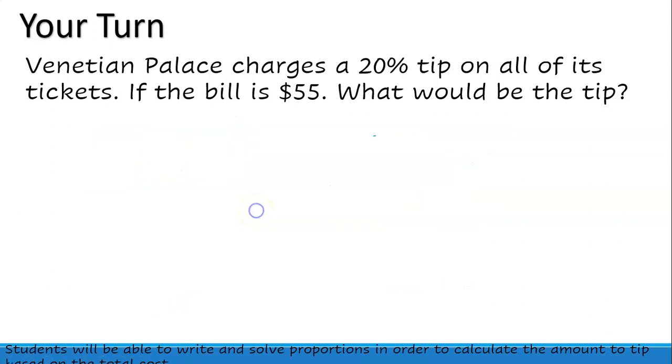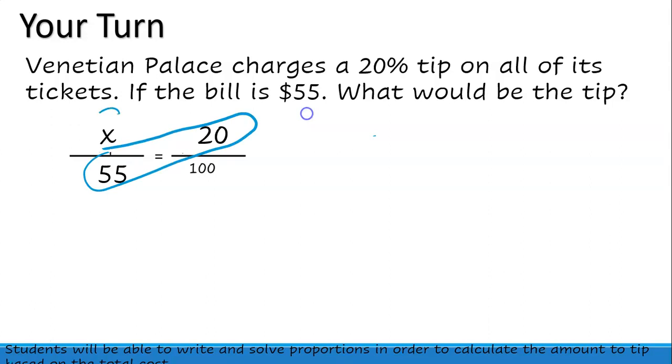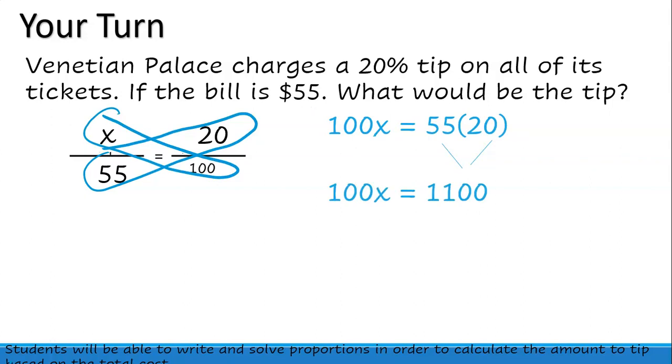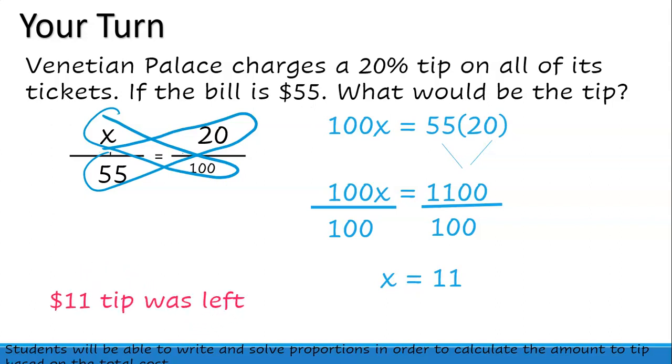Okay, now you take a shot. This time we're at Venetian Palace, and the bill is $55. So what would the tip be? So hopefully you got that there would be an $11 tip on a $55 bill.